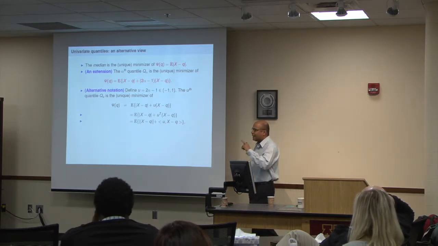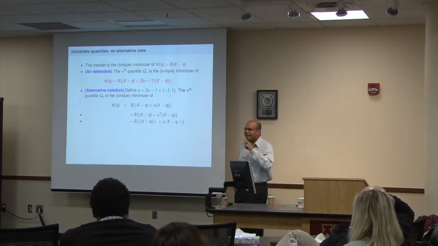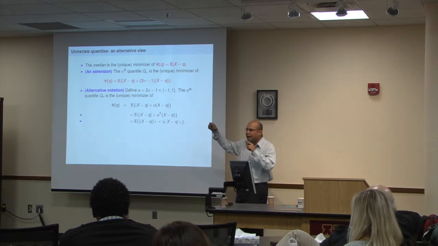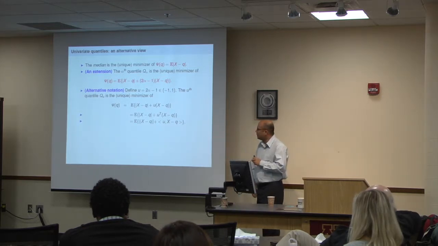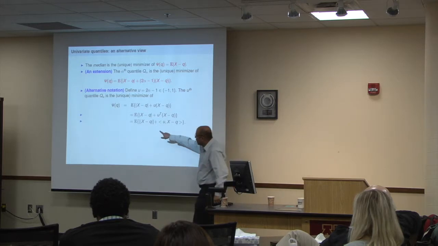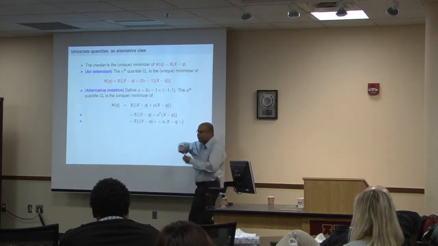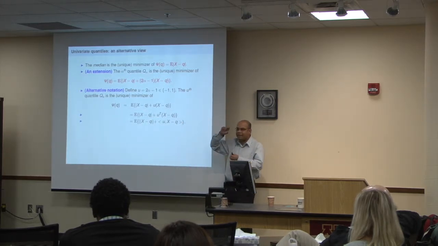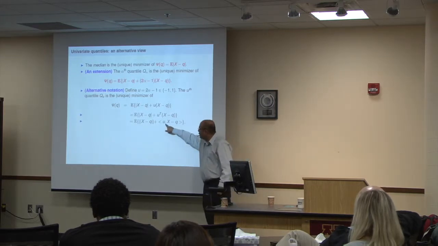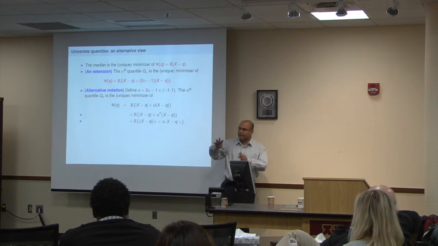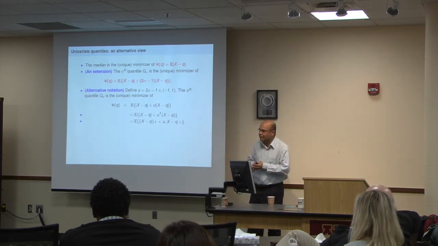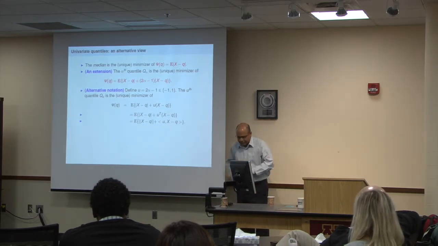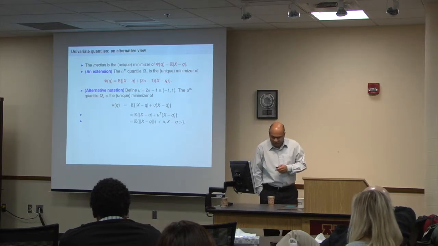So if x now is your bivariate random variable, you know, heights of babies and weights of babies, so x would be a bivariate random variable, so q would actually also be a vector of the same length, q1, q2. u would now have to be something that's two-dimensional, and then that's the definition of a quantile.